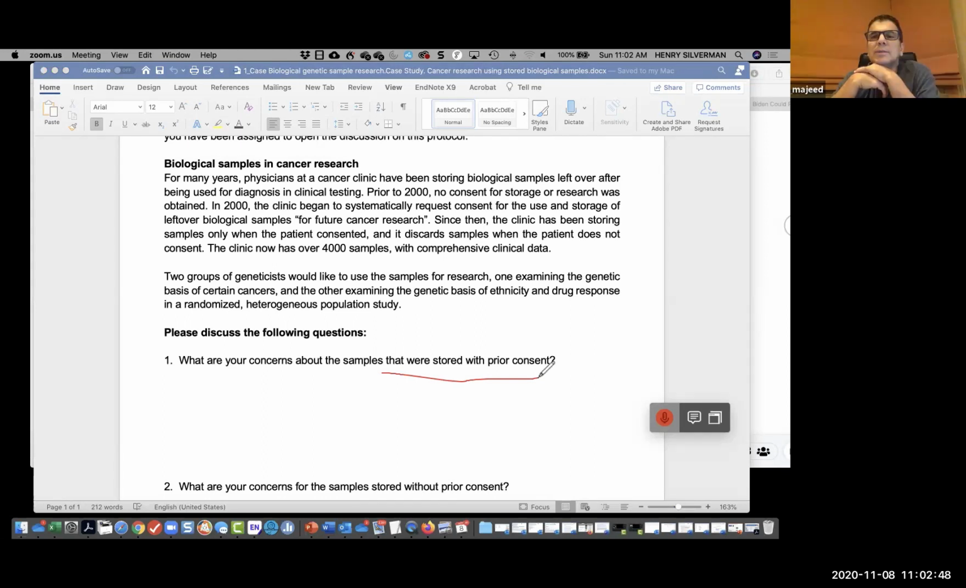Tom had some comments there. So we were wondering whether broad or specific or tiered consent was obtained, and whether the patients consented to future genetic research. And then we were discussing whether, even with prior consent, depending on what that consent contained, it could lead to lawsuits if they discover a genetic issue. And we're also discussing, because it was looking at genetic ethnicity and treatment responses, whether there should be any ethical issues about sharing profits.